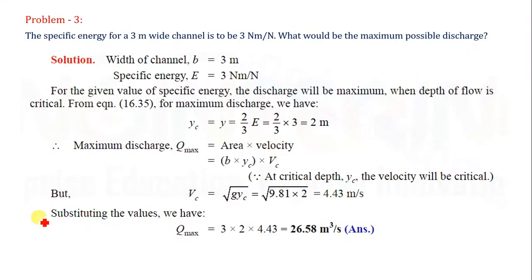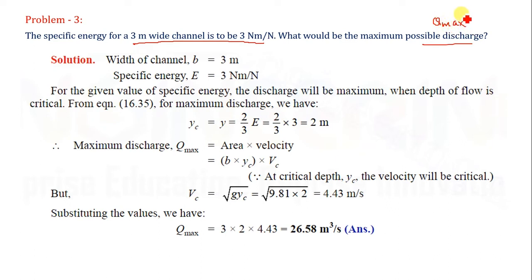In this video, we are going to discuss one more problem on specific energy calculation. Let me read out the question for you. The specific energy for a 3 meter wide channel is to be 3 Newton meter per Newton. What should be the maximum possible discharge? What can be the maximum discharge value in that channel?